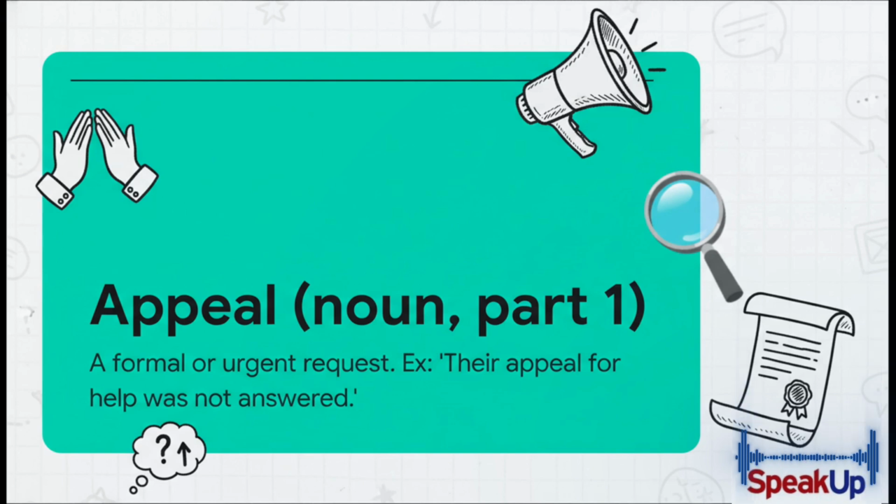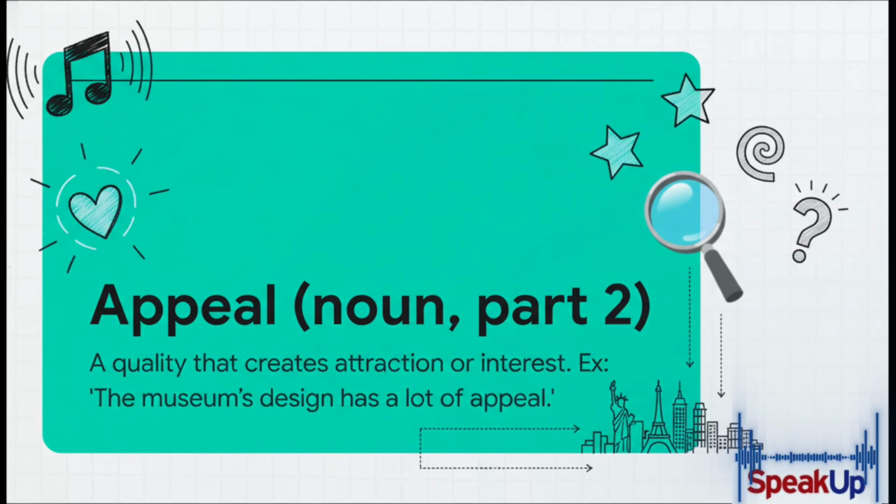Now, as a noun, it can be that very same request. So you make an appeal. The charity made an appeal for help. See how that works? It's the thing itself. But wait, there's more. Appeal, as a noun, has another totally different meaning. It can be that quality that makes something attractive or interesting to you. You know, a city might have a lot of appeal, or a song has a certain appeal. It's that thing that just draws you in.